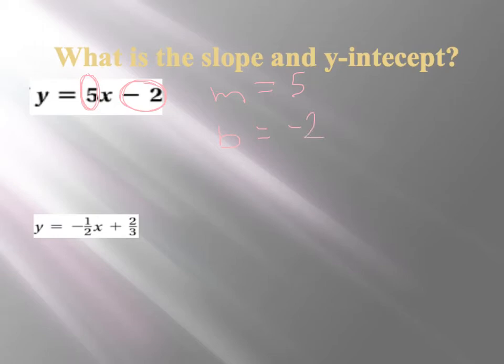Right now I want you to pause the video and see if you can find the slope and y-intercept correctly from this second graph. So you should have gotten that your slope was -1/2. This means negative. You have to make sure to represent that. And your y-intercept would be 2/3.